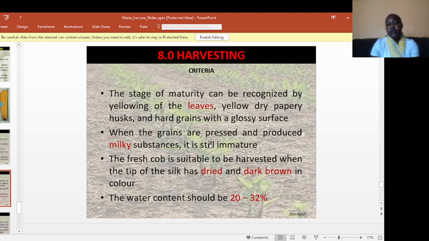The stage of maturity can be recognized by yellowing of leaves, yellow dry papery husks and hard grains with a close surface. When the grains are pressed and produce milky substances, it is still immature. The fresh crop is suitable to be harvested when the tip of the cob has dried and is dark brown in color. The water content should be 20 to 32%.